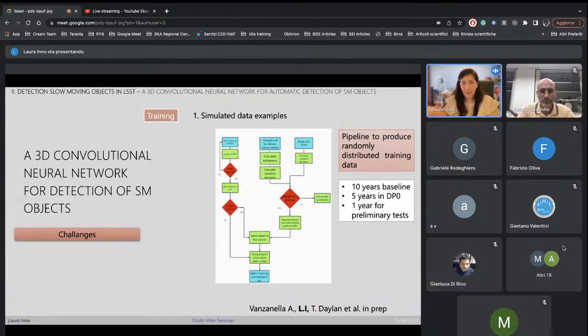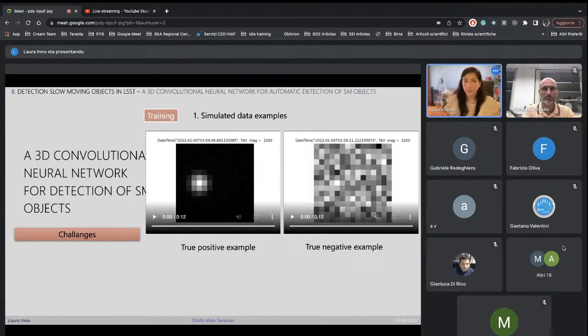And this is how the pipeline of producing the dataset looks like. So basically, we pick a random position in the sky. We decide if it will be populated by moving objects or not. And then we download all the visits from LSST of that specific position in the sky. Ideally, we want to do this for a 10-year baseline, but DP0 is only 5 years. But we decided to just start with 1 year of observation because this is already using at least 100 frames for each sample.